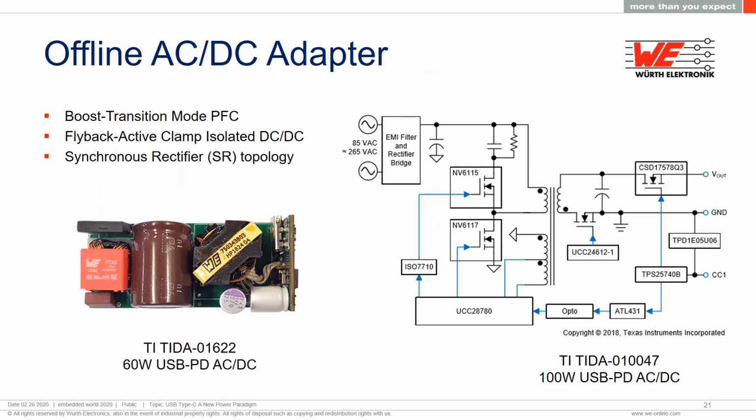This is an example of a 60-watt offline AC to DC adapter using active clamp flyback technology and a synchronous rectifier. Since no power factor correction is required, it's quite compact and is 94% efficient.